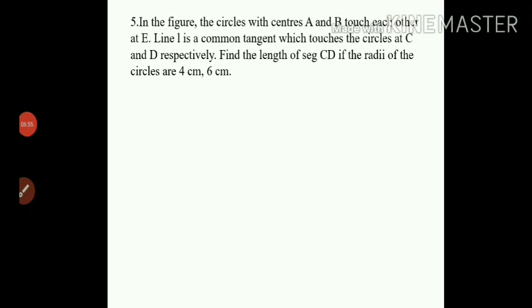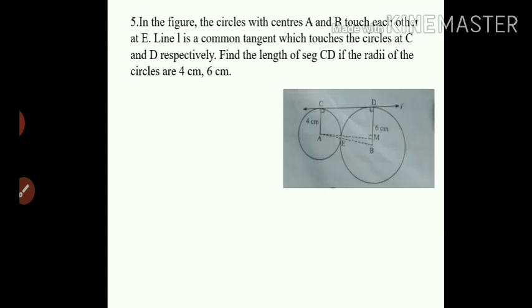Now question number 5. Again, please try to understand the diagram in the figure. There are two circles, of which A and B are the centers. They touch each other externally at E. Line L is the common tangent to both the circles at C and D respectively.